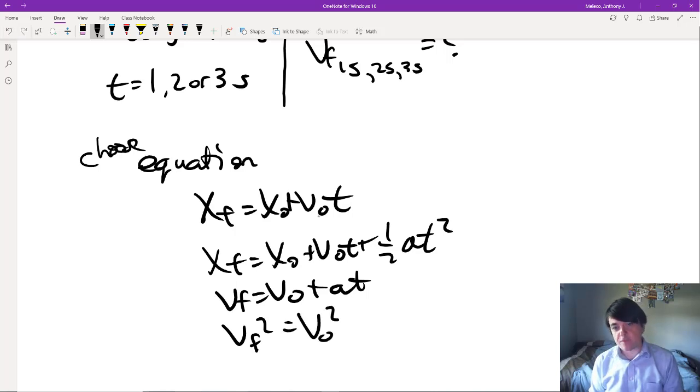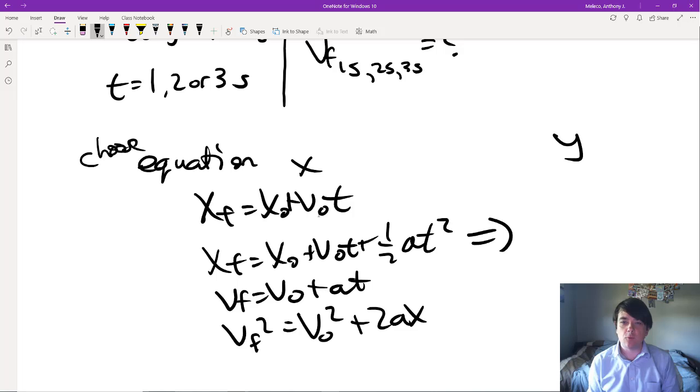V final squared equals v initial squared plus 2ax, right? What we're going to do is convert all of these. This is x. We're going to convert them into y. So they're basically the exact same formulas.